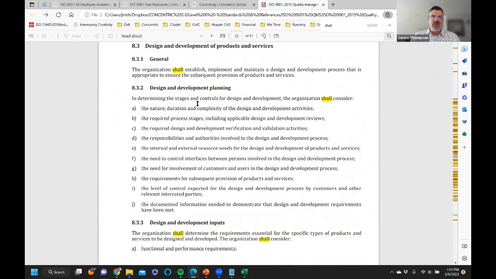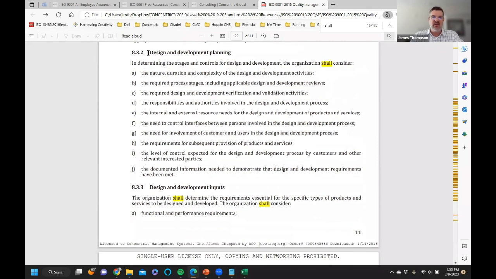And 8.3, this one's pretty big, so hang on tight here. We're going to try to get through it, and then I'll break this clause 8 into at least 2 videos. So 8.3.1, this is again the design and development of products and services. The organization shall establish, implement, and maintain a design and development process that's appropriate to ensure the subsequent provision of products and services.